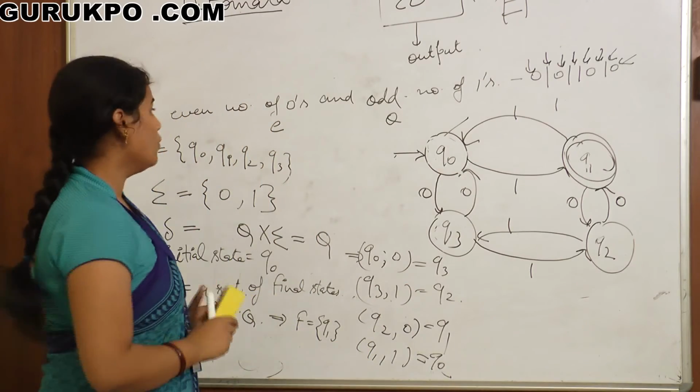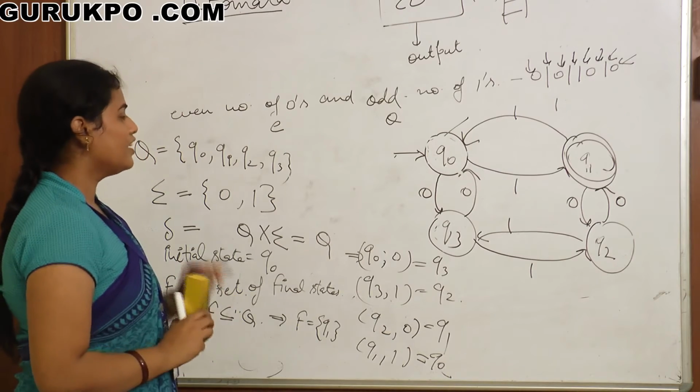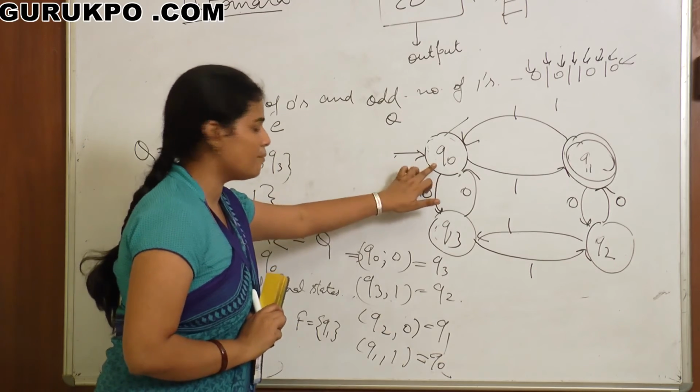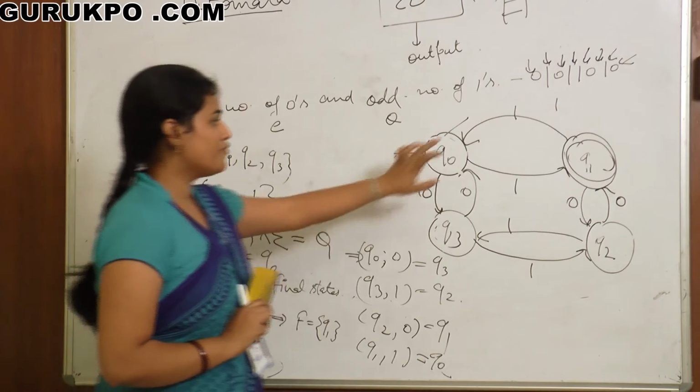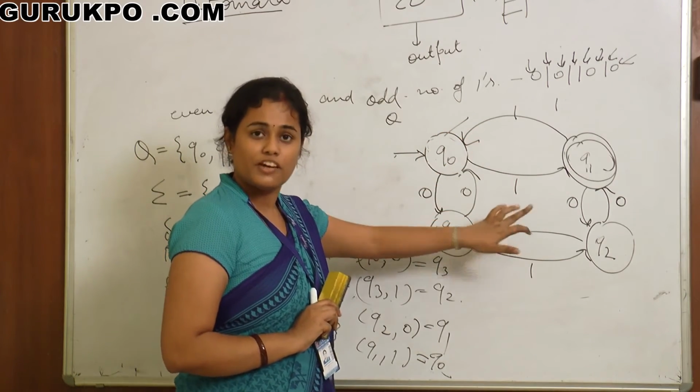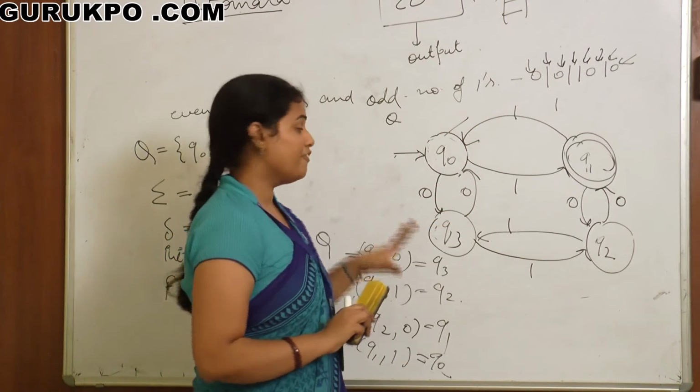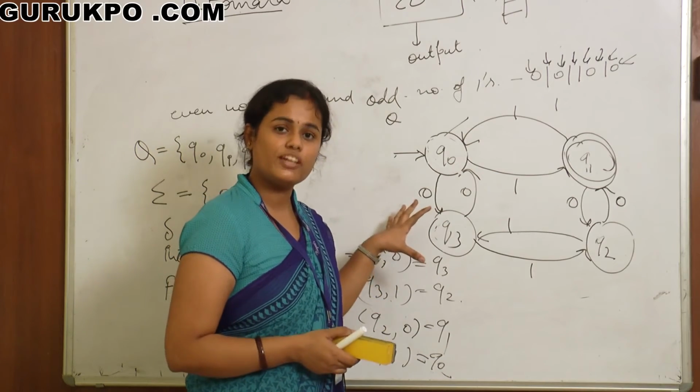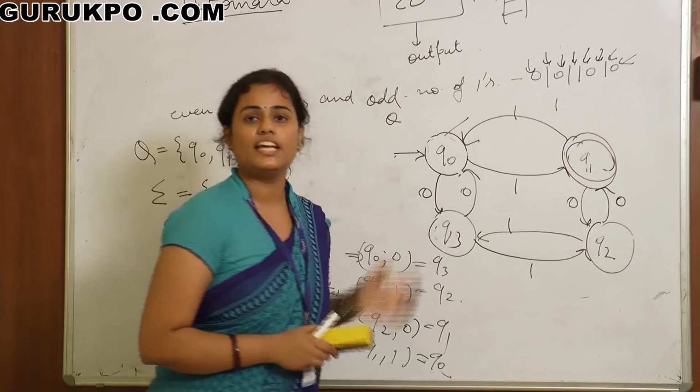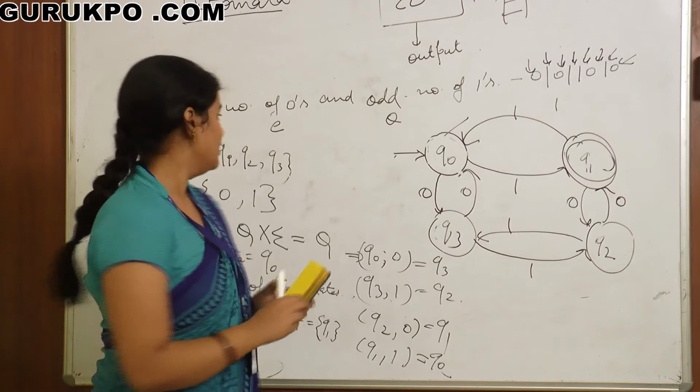Now, we can see there are a finite number of states, a finite number of inputs, and a finite number of final states. We are having a limited amount of information. That is why this is a finite automata.